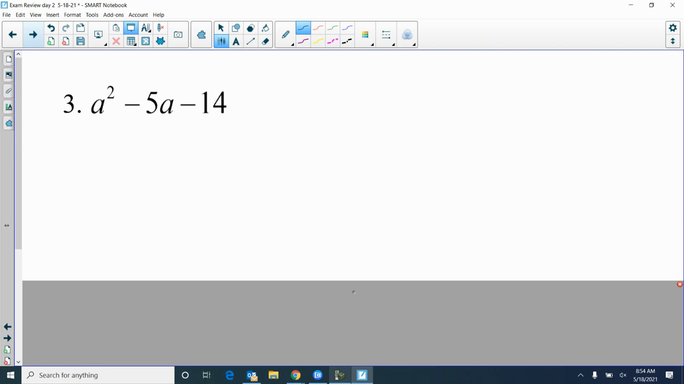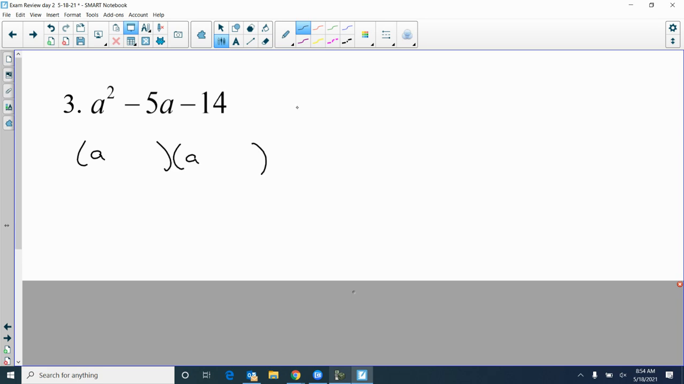Now, we spent a lot of time on these next two. You're definitely going to see a few problems on the exam. Factor, this still goes under the directions factor. a squared minus 5a minus 14. Hold on. This is one where you've got a trinomial and there's no number in front of the a squared.